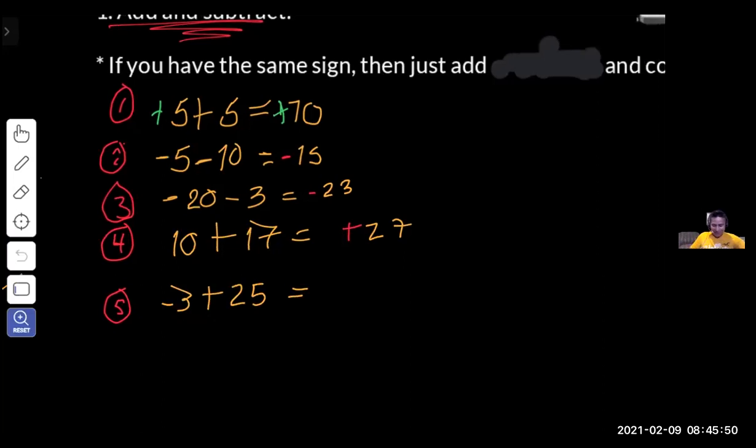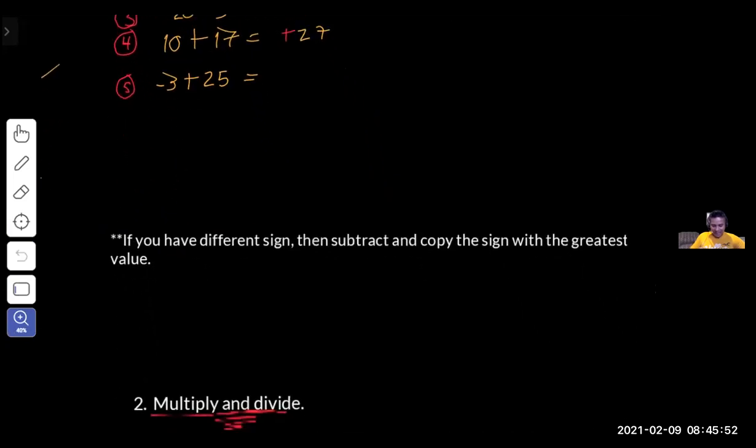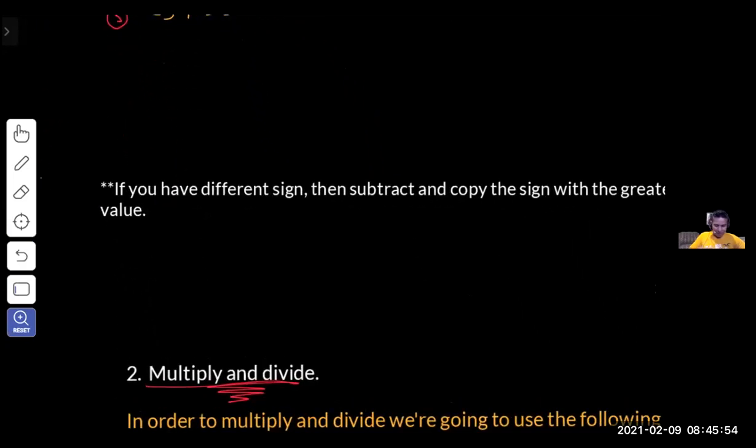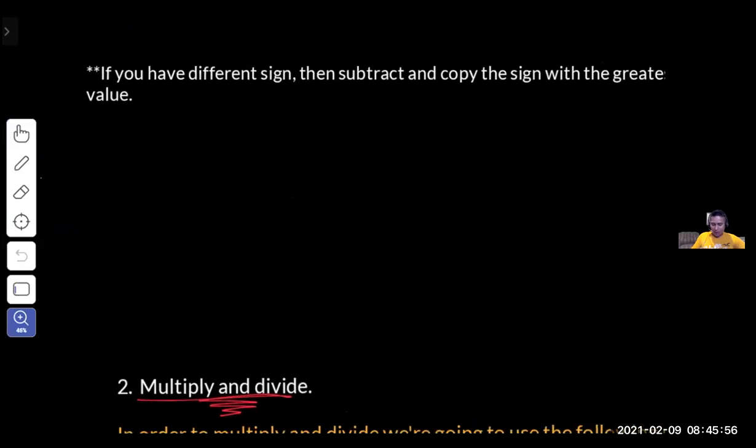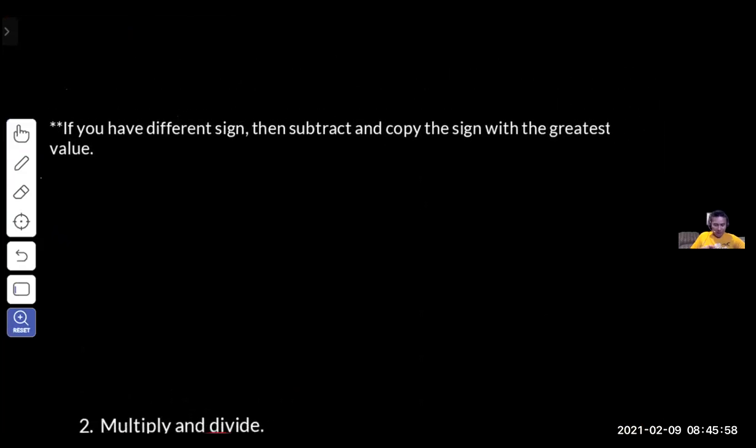I'm not going to be solving it, because we're going to be using the second case. I'm going to move this just a little bit, and this is where we're going to work with the second one. When we have different signs, what we have to do is subtract and copy the sign with the greatest value. I'm going to give you some time to copy this information.